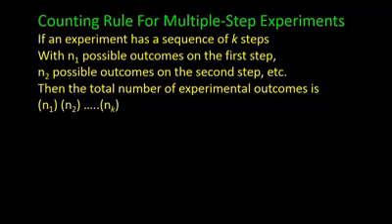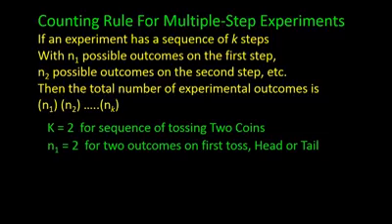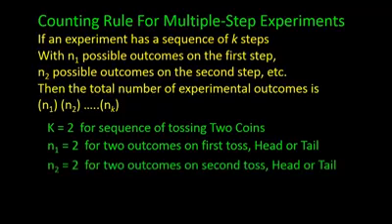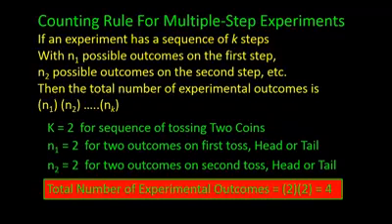So let's translate that first to our simple coin example. We are tossing 2 coins, so it was a 2-step process, so k is equal to 2. And since there are two possible outcomes for the first step, head or tail, then n subscript 1 is equal to 2. And there are two possible outcomes for the second coin toss, so n subscript 2 is equal to 2. So the total number of experimental outcomes is given by n subscript 1 times n subscript 2, or 2 times 2, which is 4. So there are 4 possible experimental outcomes.